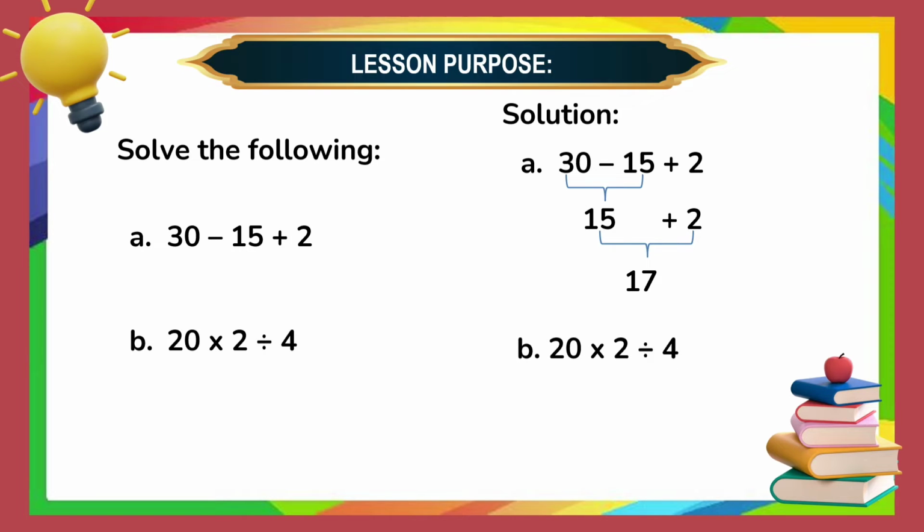For letter B, 20 times 2 divided by 4. There are 2 operations involved. So we will multiply first. 20 times 2, the answer is 40. Then bring down divided by 4, the answer is 10. Okay, so it means to say that 30 minus 15 plus 2, the answer is 17. 20 times 2 divided by 4, the answer is 10.